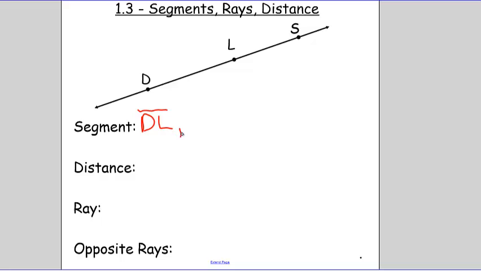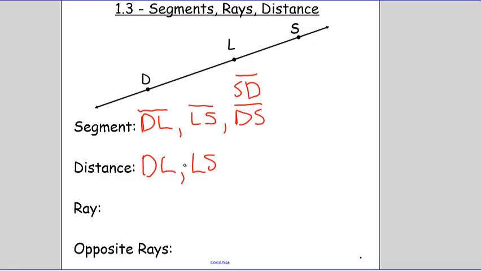Another one would be LS. Another one would be DS, where again we're naming it by the endpoints with a little line above. Now just so you guys know, DS and SD are the same segment. When we're actually talking about the distance or the length of this segment, we have DL, LS with no bar across, and then obviously SD or DS.